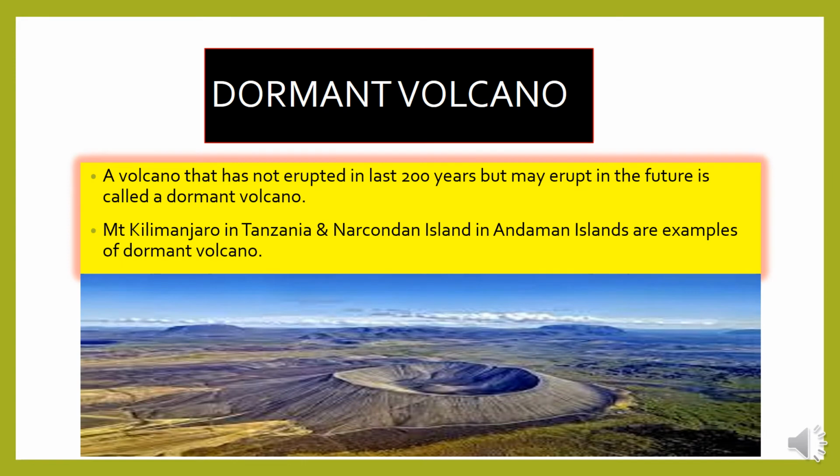A volcano that has not erupted in the last 200 years but may erupt in future is called a dormant volcano. Mount Kilimanjaro and Narcondam Island in the Andaman Islands are examples of dormant volcanoes. These volcanoes have not erupted in the last 200 years, but it might be possible that they erupt in the future.